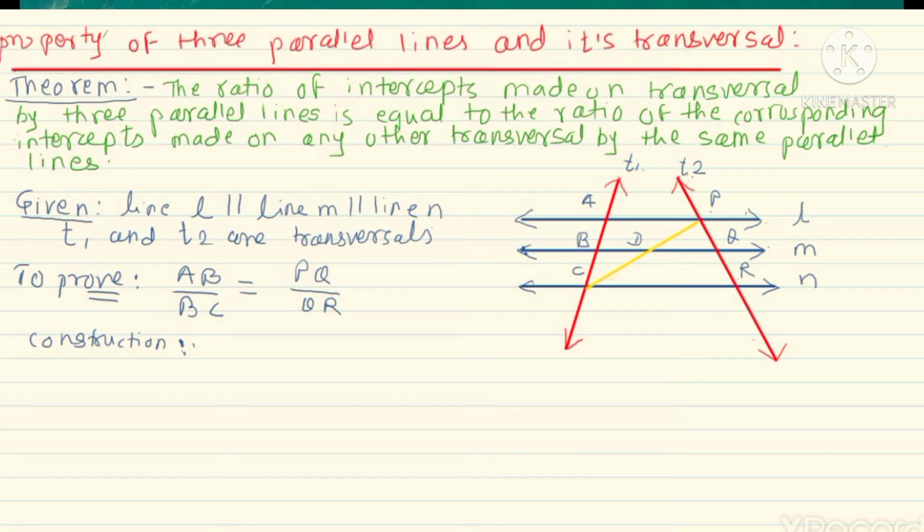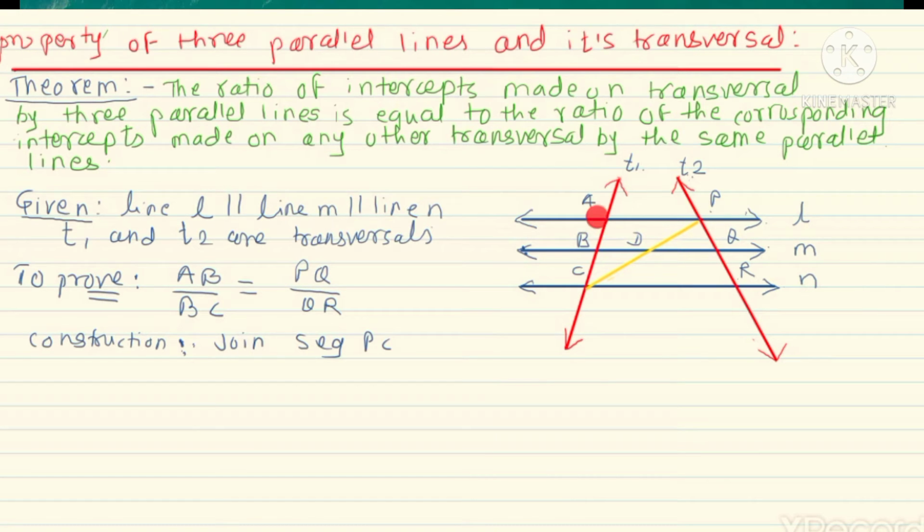So if we have to apply this here, that means in that figure we have to make two triangles, and for that we have joined PC, you can say CP or PC. So the construction is: join segment PC. By joining segment PC, we got two triangles here.